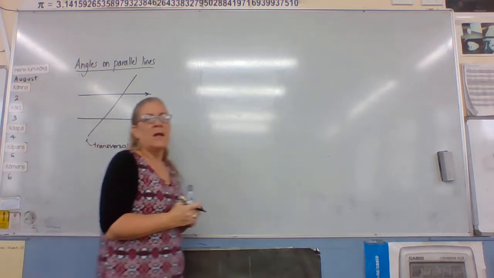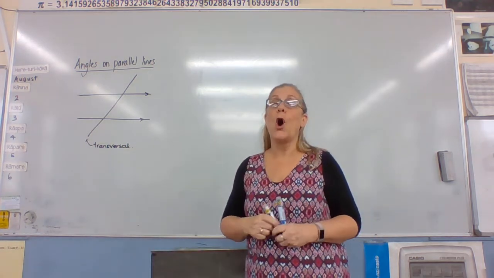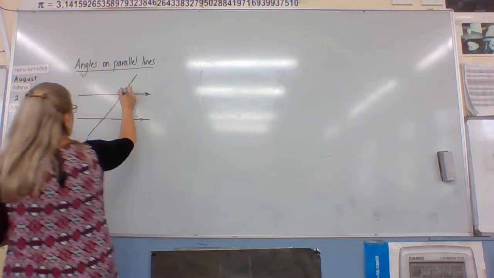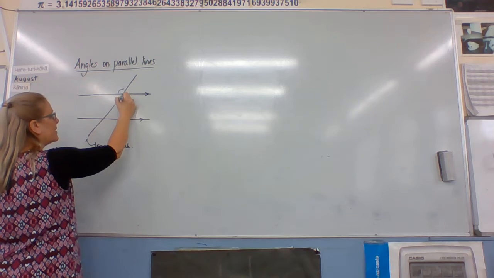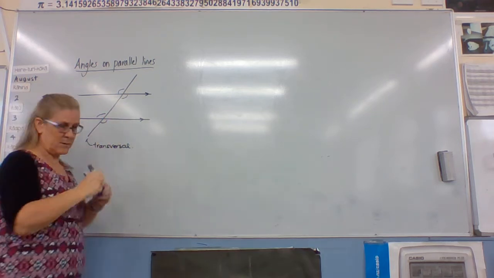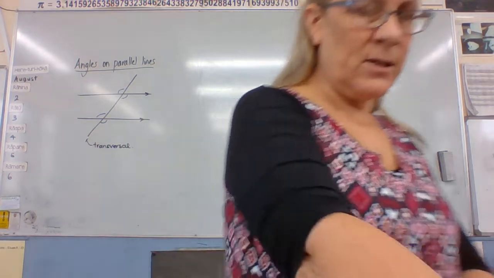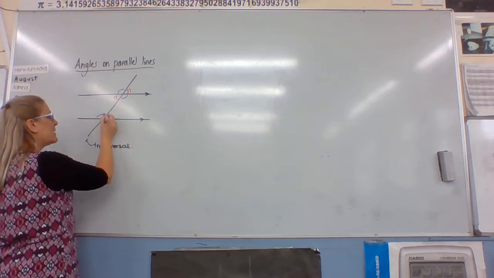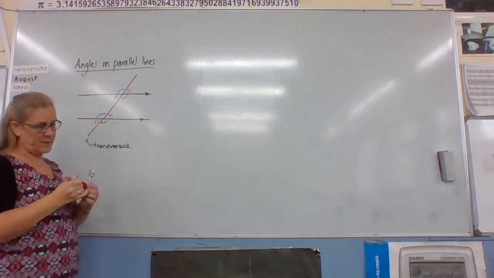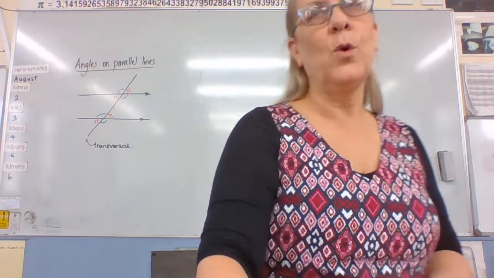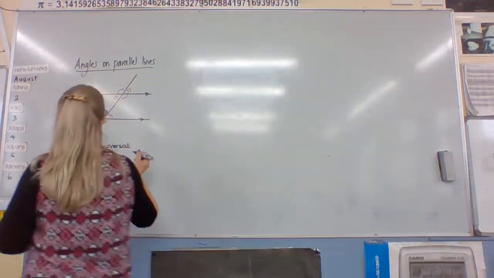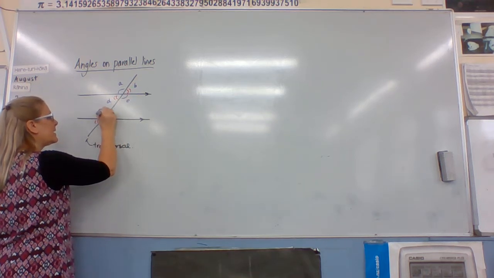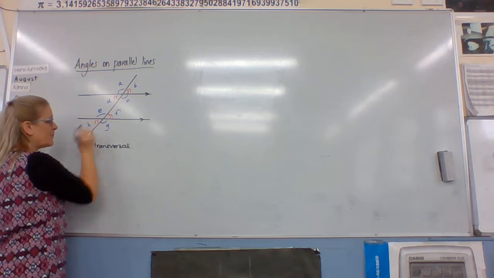Now, that transversal has just made a whole lot of angles for us. We've got one here, one here, one here, one here, and we've got a whole other set on the other side. So this one, this one, this one, and this one. If I call these all letters, I'm going to label them A, B, C, D, E, F, G, H.